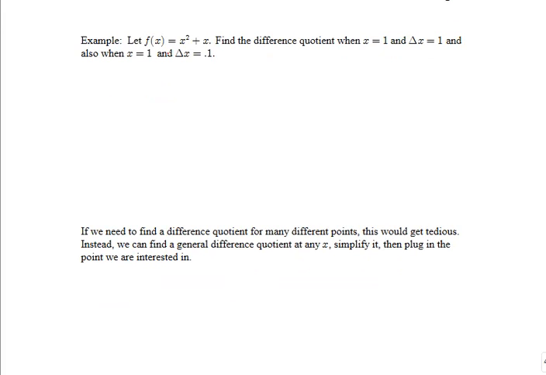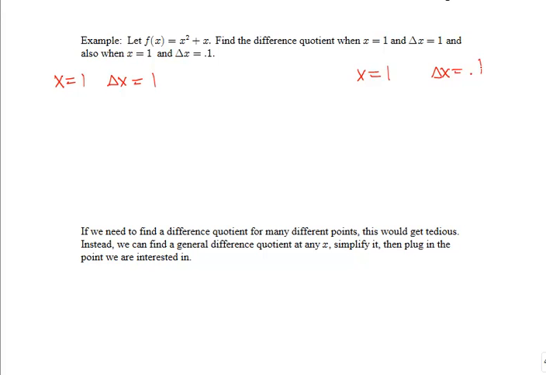Let's start with that function x squared plus x that we were working with earlier, and we want to find the difference quotient when x equals 1 and delta x equals 1, and then we're going to find the other difference quotient when x equals 1 and delta x equals 0.1. So we're going to let x equal 1 and delta x equal 1, and then we're going to do it again and let x be 1 and delta x equal 0.1.